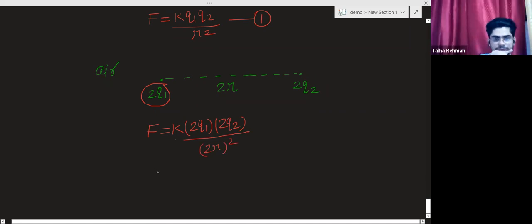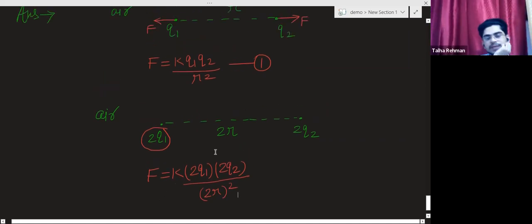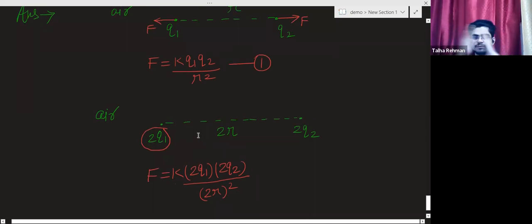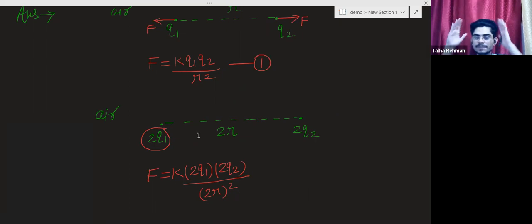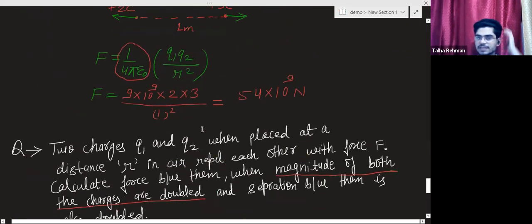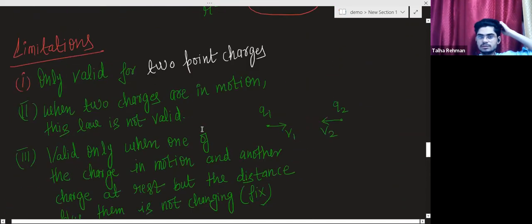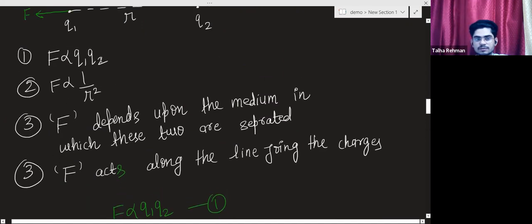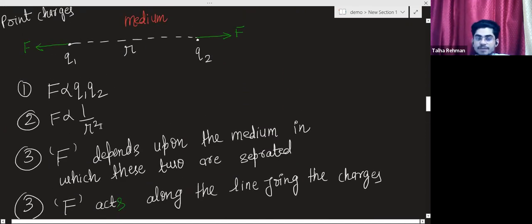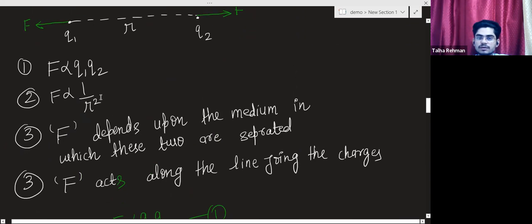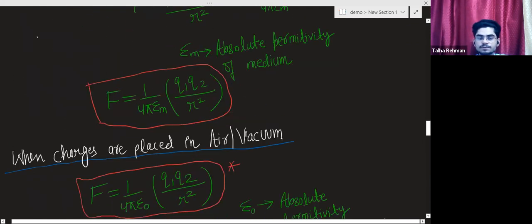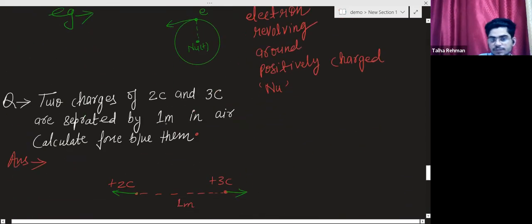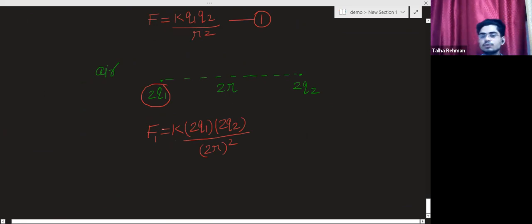Fine now? And now you can see what we have done: we have separated the distance, and we have separated the charge also. So force will change now. Here we have changed Q1 and Q2, and we have changed the distance between them, which means the force will change. So I am supposing this force as F1. We will have to calculate this force F1.